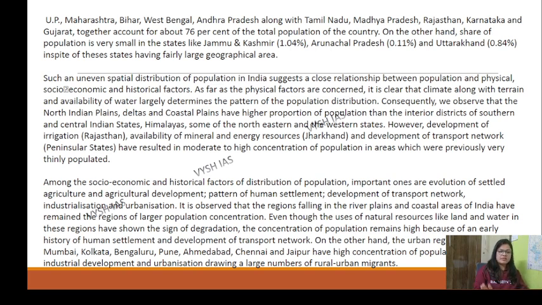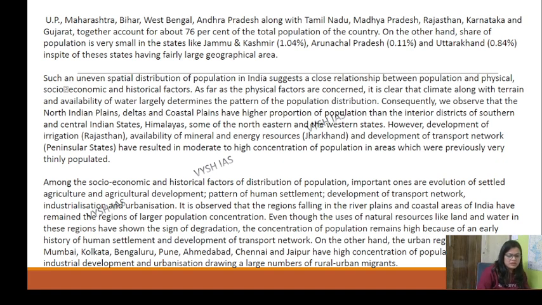So from here, we need to understand physical factors and population. What we are studying here is population, so keep your focus on physical, social, economical, and historical factors. Physical factors we have discussed. We are coming to social, economical, and historical factors. When we talk about these, it is the evolution of settled agriculture, development of the pattern of human settlement, development of transport network, industrialization and urbanization.